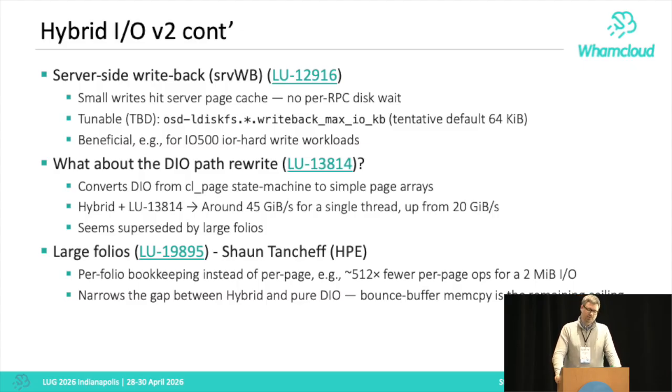However, this seems to be superseded by large folios, and large folios, of course, we just heard. It's currently not clear if that will be continued or not. It seems not, but we'll see. And then again, also for large folios, we need to see the performance there and if there's still something up for the table. But in general, what large folios gives us is just a lot less bookkeeping overhead. And so again, this narrows the gap between pure direct I/O and hybrid I/O, where then the bounce buffer that we have in the client kernel is the remaining ceiling.